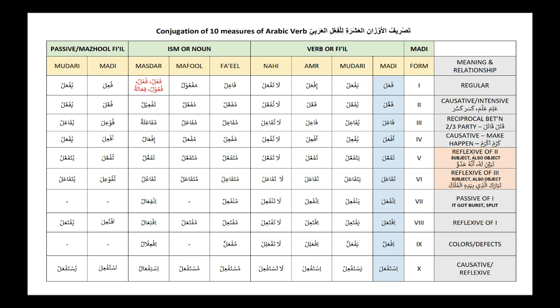Then you will remember under nahi, under fa'il, under madi majhul, which pattern comes. So this is important, brothers and sisters. So let's play with the first verb, which is form 1 here, fa'ala.